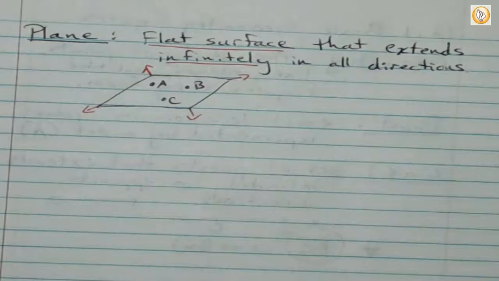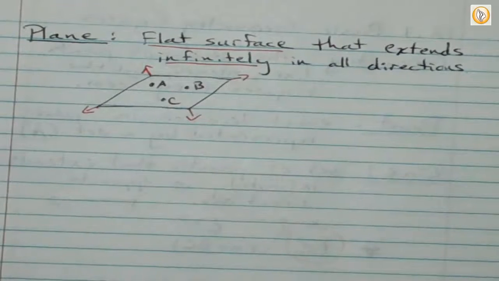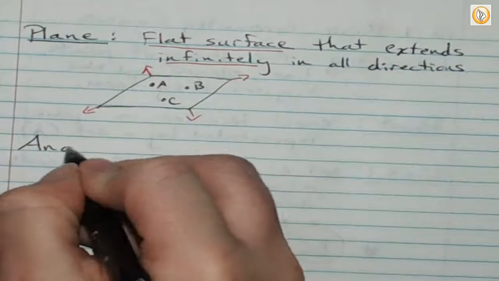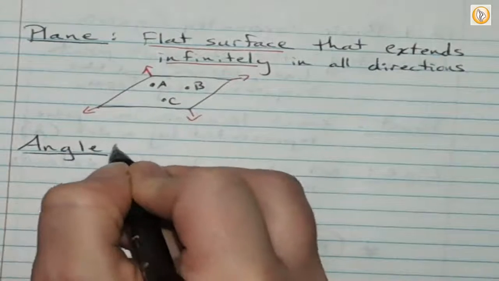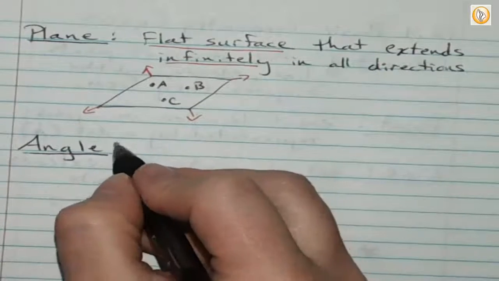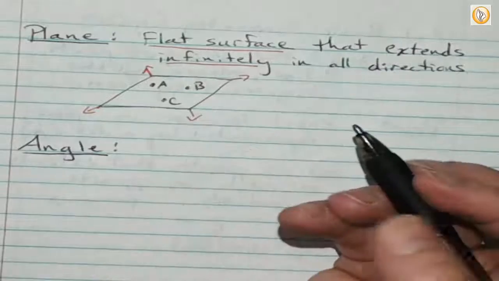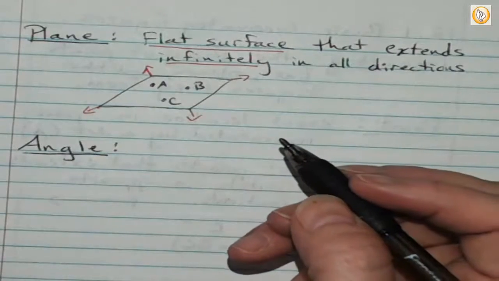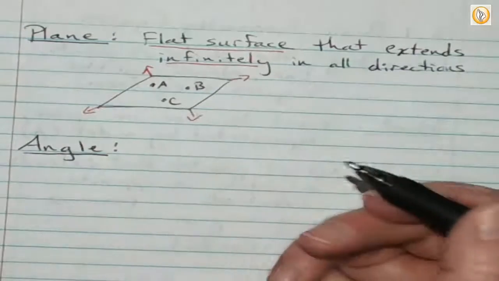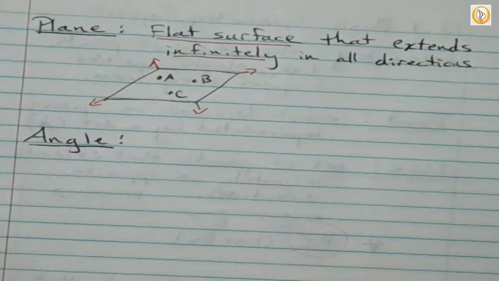Got it? All right, angle. What are the dots in the A, B, C for? That means it's plane ABC. That's the name of it. Like I said, we'll go over that a little more later.